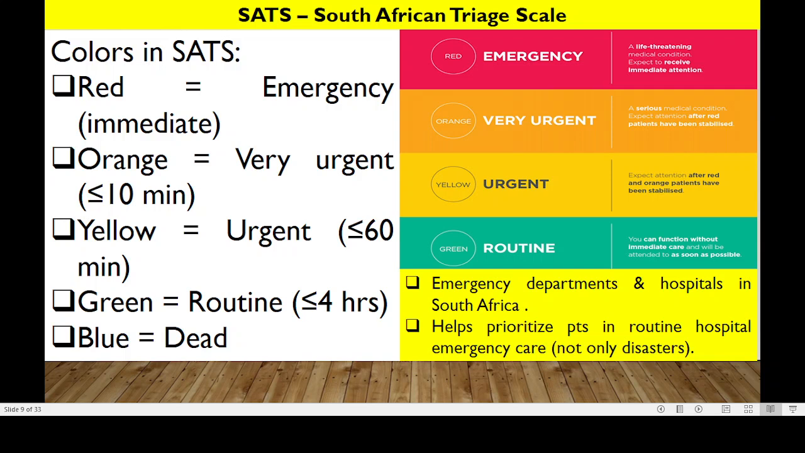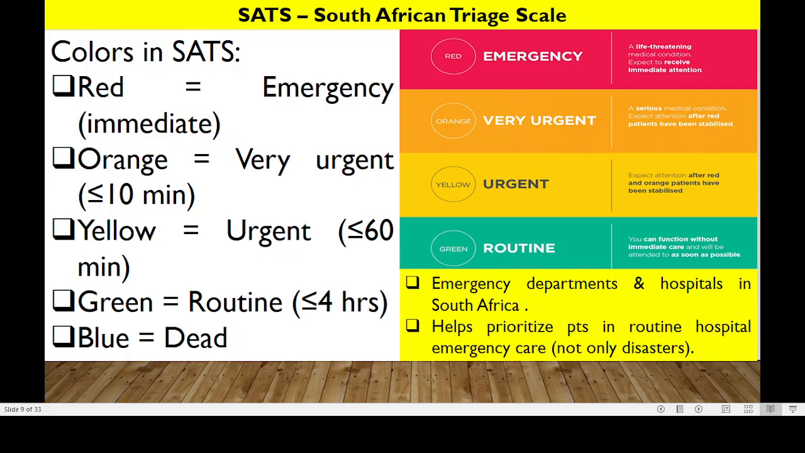The first one is red, which denotes emergency, and this one is a life-threatening medical condition. So patients expect to receive immediate attention to reverse it. Number 2, we have the very urgent group, which is coded orange.